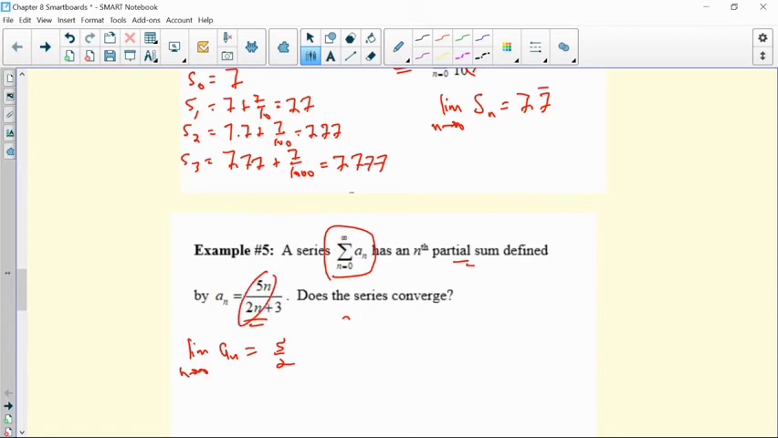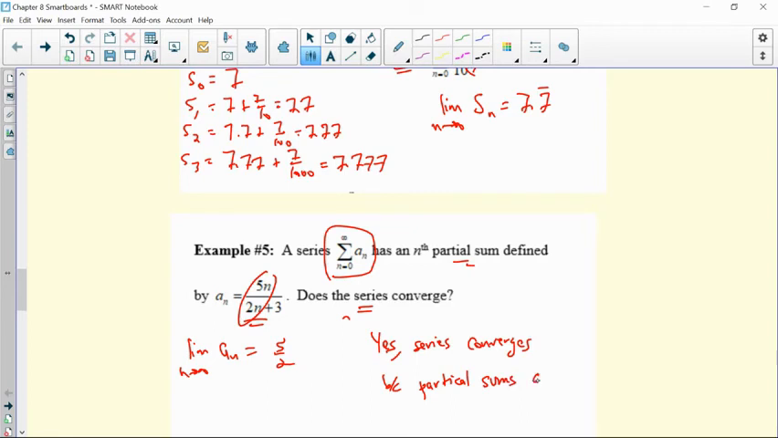The limit as n goes to infinity of a sub n, well, that's going to equal 5 over 2, because they are the same, right? The same value in terms of they're both linear. They have the same power. So yes, since the sequence of partial sums converges, I know that the series converges. And again, the series means the sum of the entire thing, even though I don't know what that is, but I'm basing it on the partial sums converging.